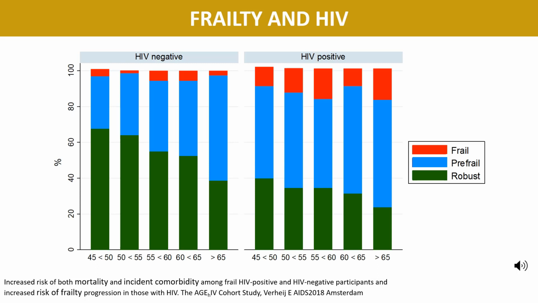These data are from the AGE4 cohort study in the Netherlands. As you can see from the figure in red and blue, frailty and pre-frailty occurred at an earlier age and were more common in people with HIV compared to people with no HIV. Overall prevalence of frailty was 10% among people with HIV, compared to 3% among people with no HIV.